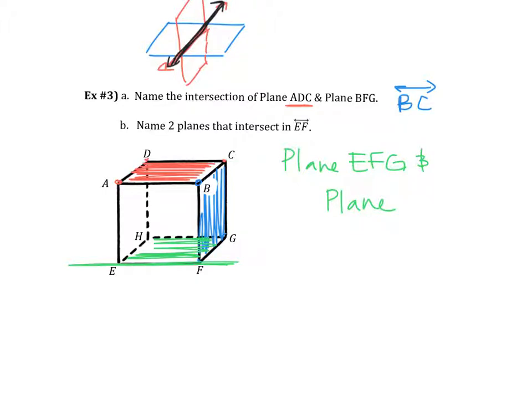Which one, where EF would meet, which 2 planes is the intersection? EF. So we said EFG, this bottom one. What's the other plane that meets at EF? Not EFH, that would be the same plane, right? That would be that same bottom plane.